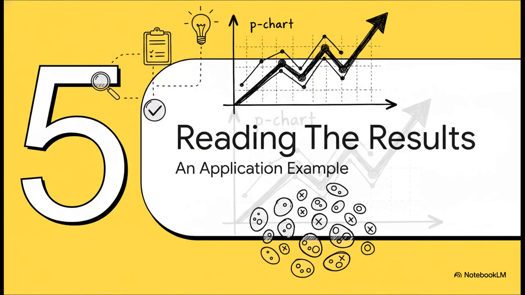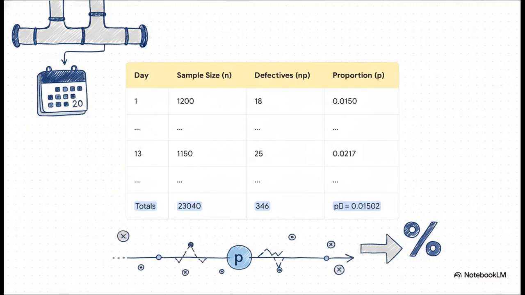All right, theory's great, but let's make this real. We're going to walk through a quick case study from the material to see how this all comes together. This is where we see all this stuff in action. So here's the setup. We have a company making tubes, and they've collected data for 20 days. Notice how the sample size changes from day to day. Okay, so we crunch all those numbers, and we get our overall average defect rate, our p-bar, which comes out to about 1.5%. This is our baseline. It's the historical average for this process, and it's going to be the center line on our control chart.